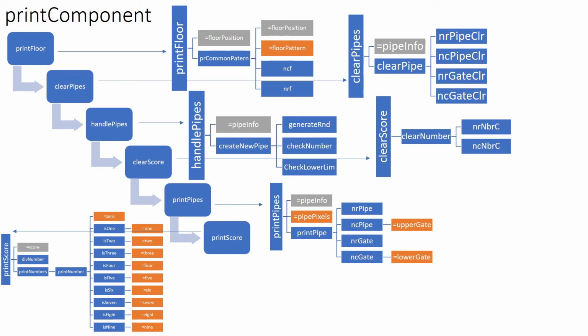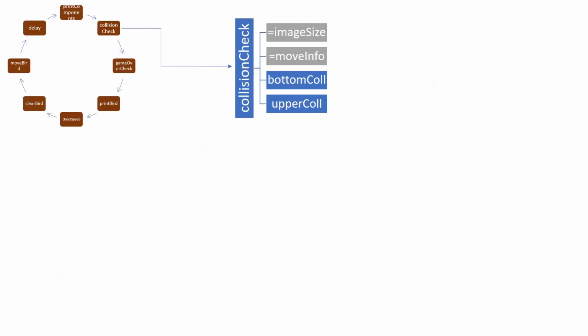After this function, the collision check function runs and checks whether the bird collided with the upside or downside of the LCD. If it collided, it bounces back. The game will not be over due to this collision. We implemented this to make the game easier.